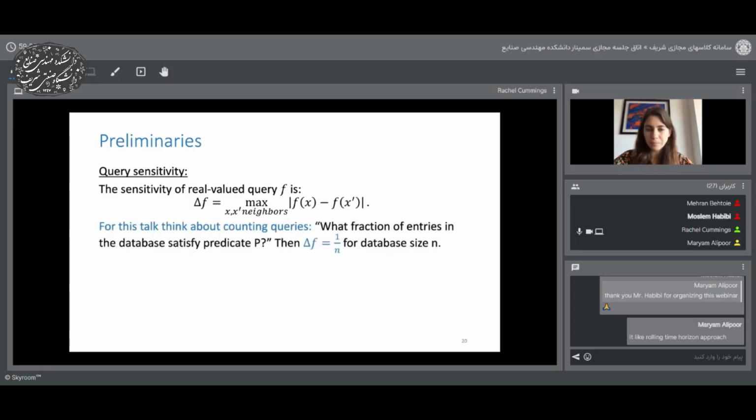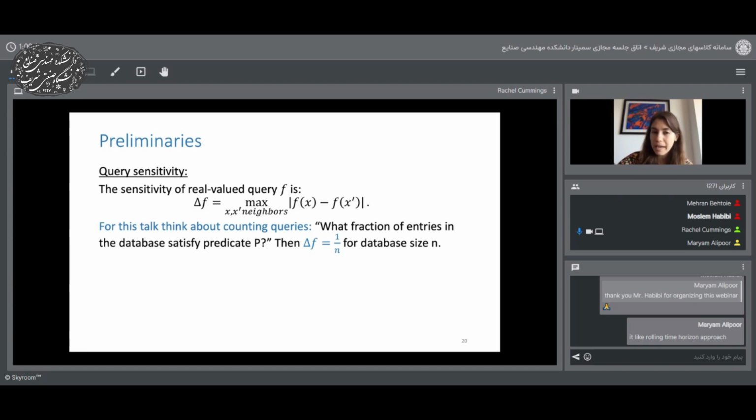And so this is the maximum, how much can one person's data change the answer. And so for this talk, think about counting queries that are of the form, what fraction of the entries in the database satisfy a certain predicate P? So this could be, what fraction of the entries are men? What fraction of the entries are more than 5'3"? What fraction of the entries have a heart condition? Things like this. And so then in this case, delta F is going to be 1 over n for a database of size n.